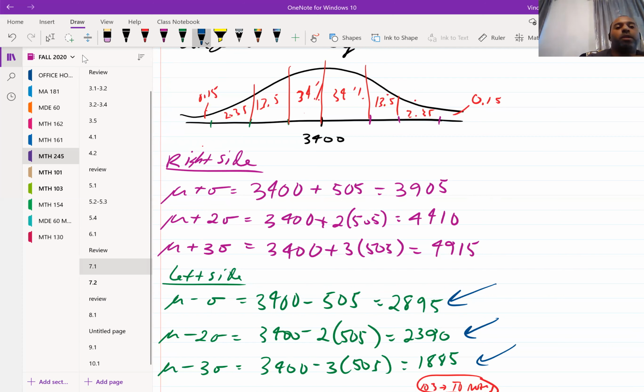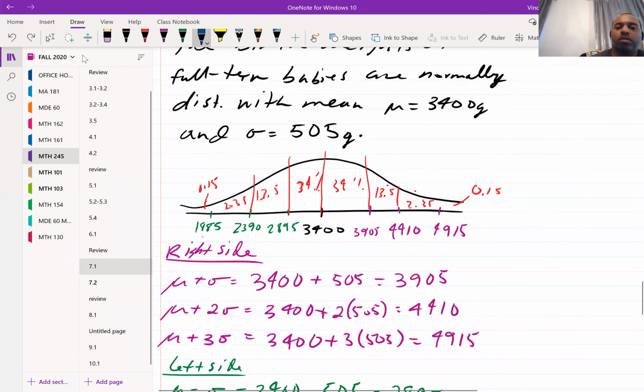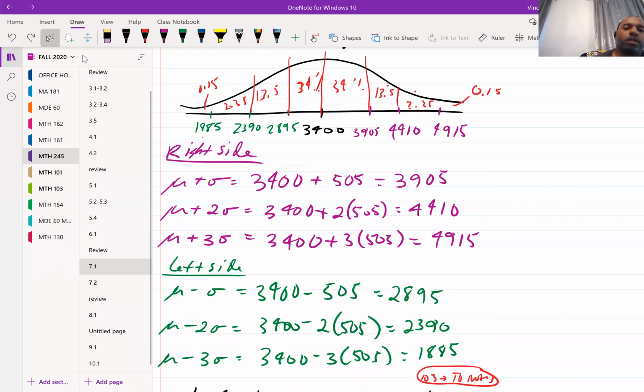All right, so then once you have those six values, you can go ahead and put them in the chart. And so that's how you find the three values on each side.